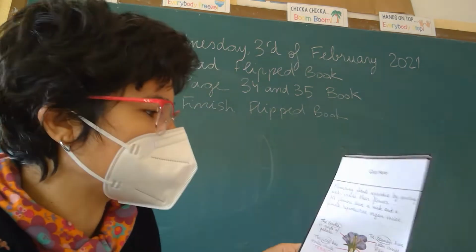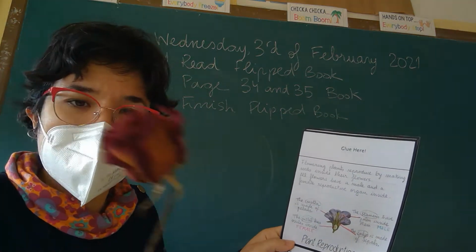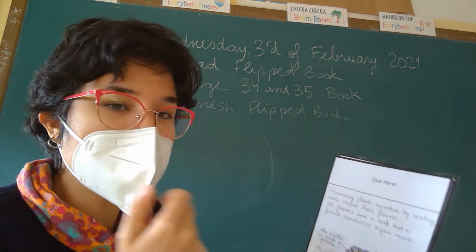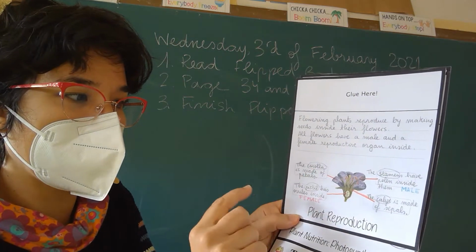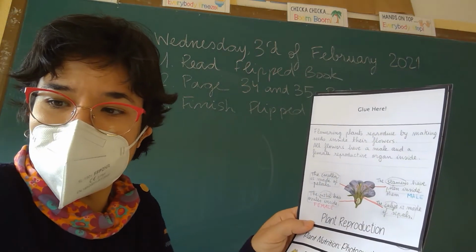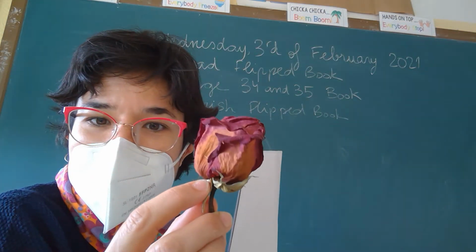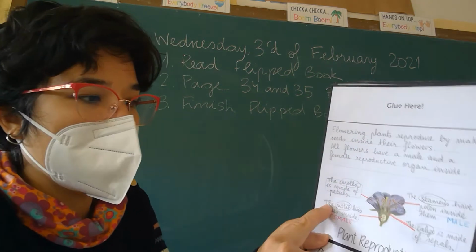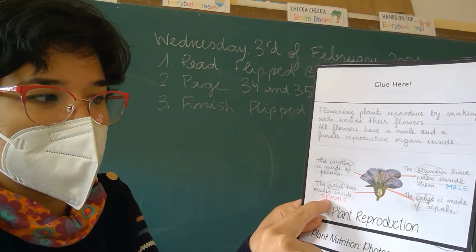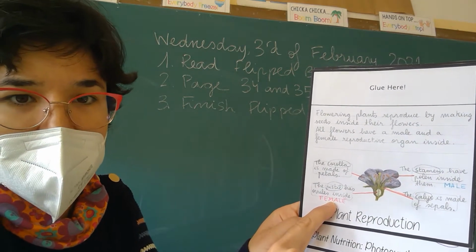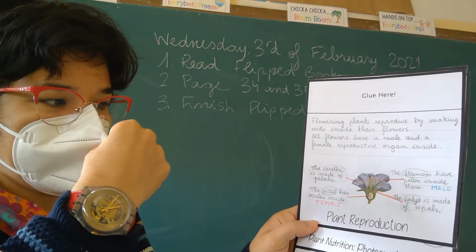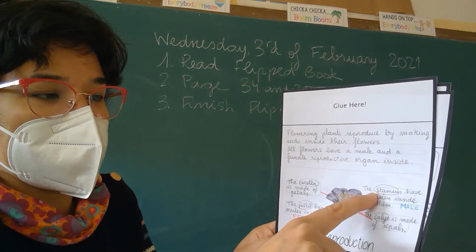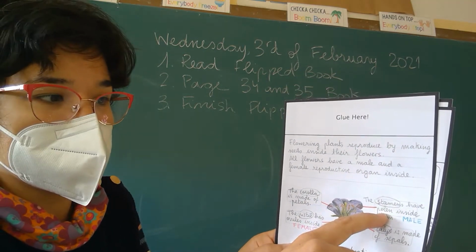Let's see these parts. The corolla, look, the corolla is made of petals. The pistil is here, down. The pistil has ovules inside, and it is the female reproductive organ. So we write female in red. The stamens have pollen inside them.